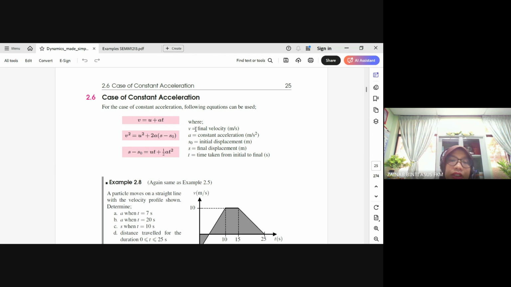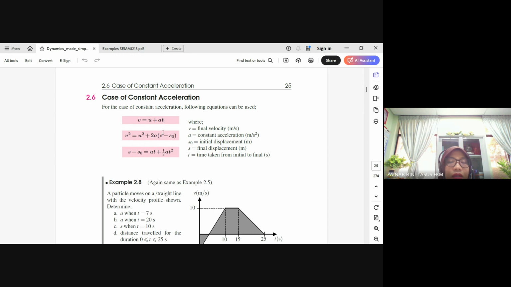This is the equation that you obtain from the slope of the graph. If you still remember, v minus u divided by delta t equals a. This is the first equation. It comes from the slope of your vt graph. And then you have the second equation: v square equals u square plus 2a times s minus s naught.